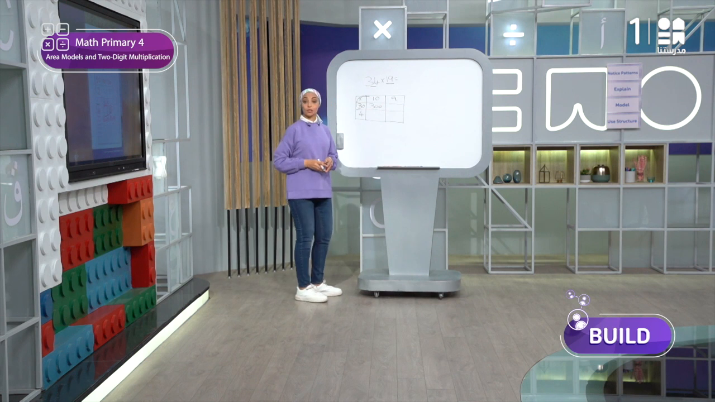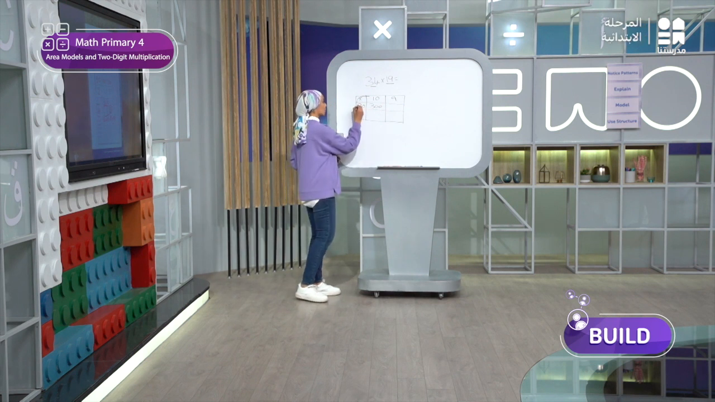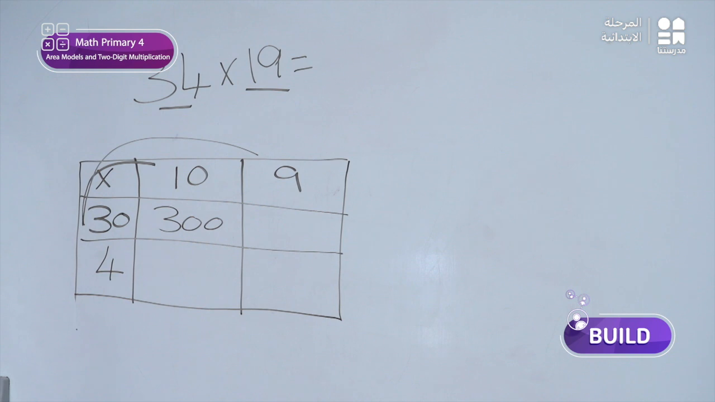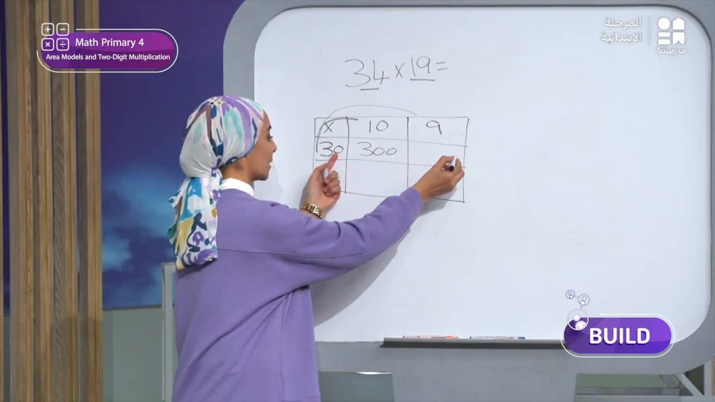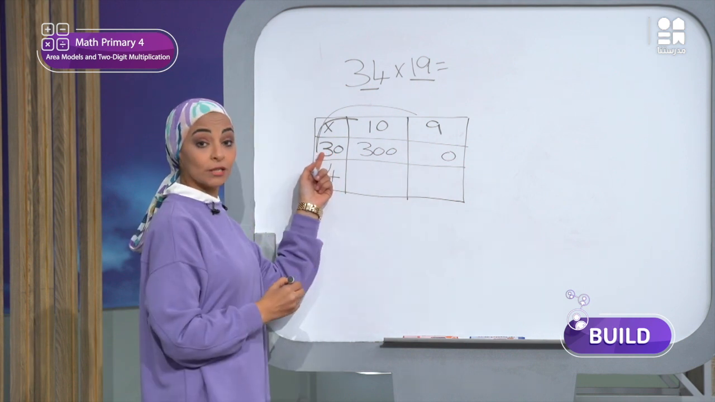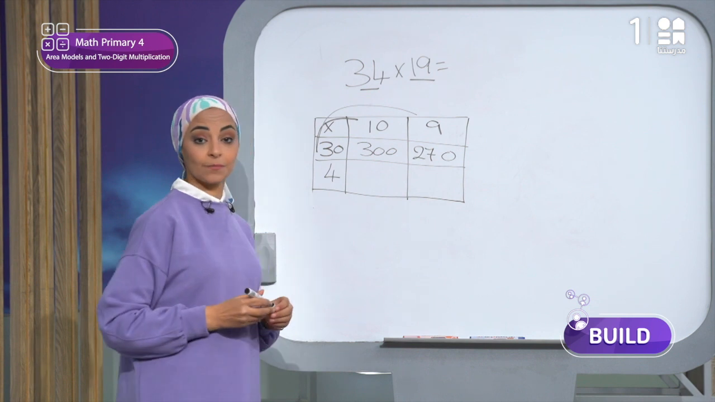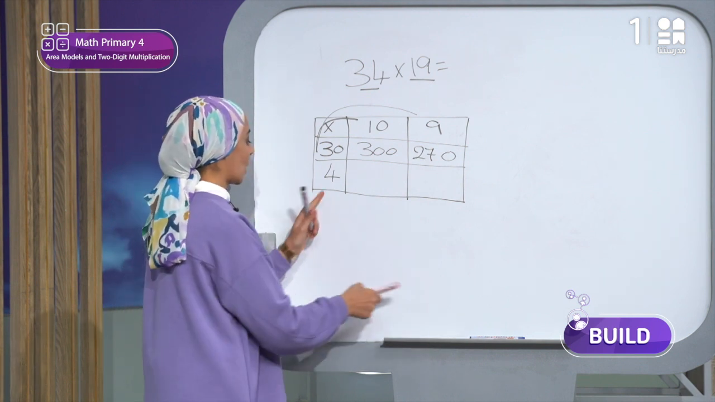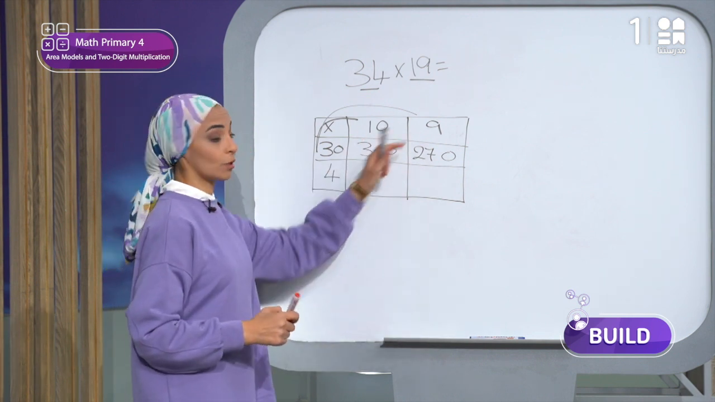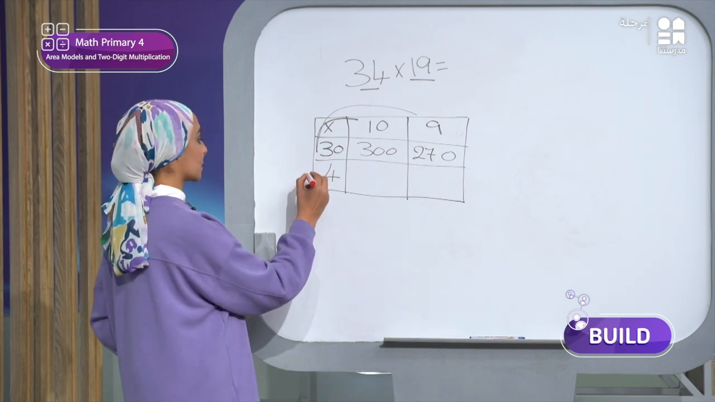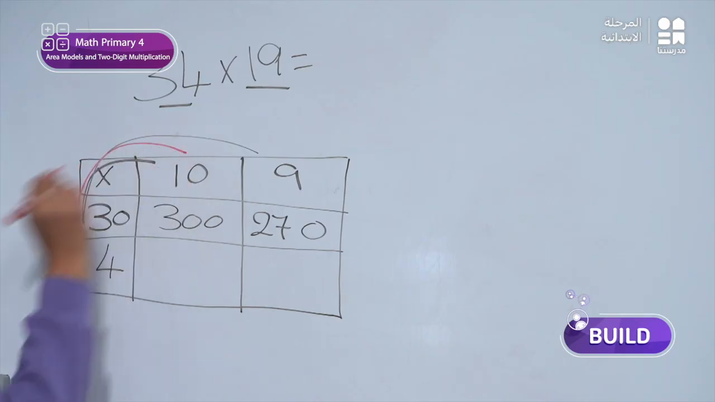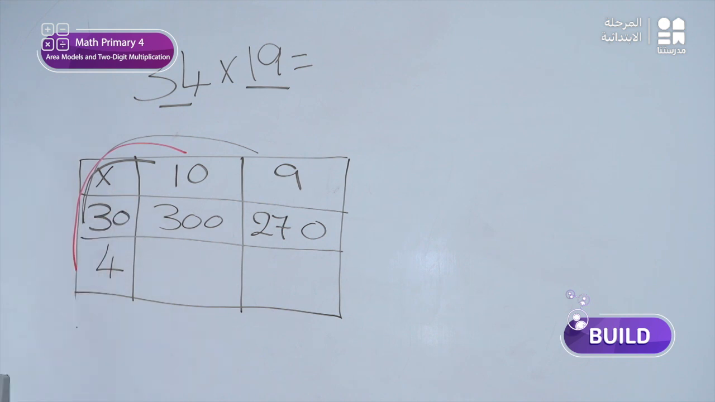Then what should I do? I will multiply 30 times 9. 30 times 9 equals what? Of course, I'll put the 0 here. 3 times 9 equals 27. So the answer is 270. Let's multiply the other number 4 by these two numbers. So I will multiply 4 times 10. 4 times 10 equals 40.